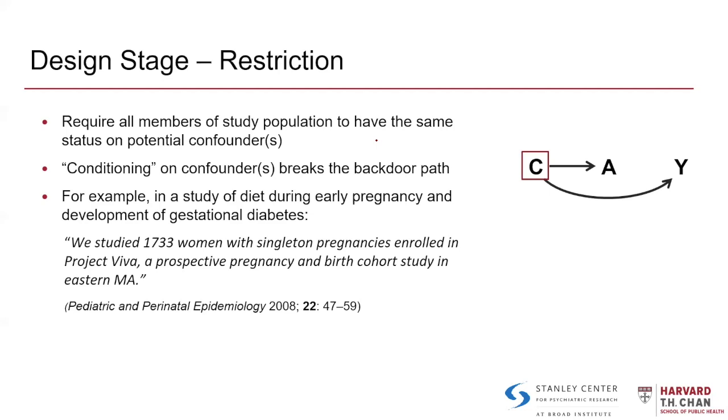For example, this is a study of diet during early pregnancy and development of GDM, or gestational diabetes. The investigators say that they studied 1,733 women with singleton pregnancies enrolled in this study. So by restricting their study to singleton pregnancies, they are using this tool as a way to prevent confounding. This is something that one can do during the design stage.